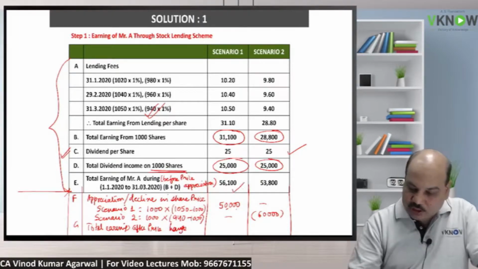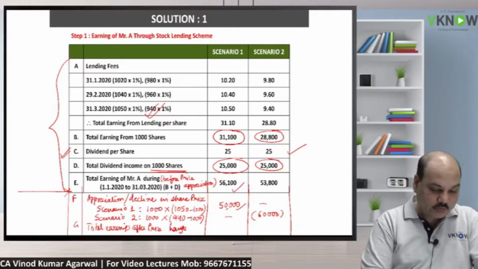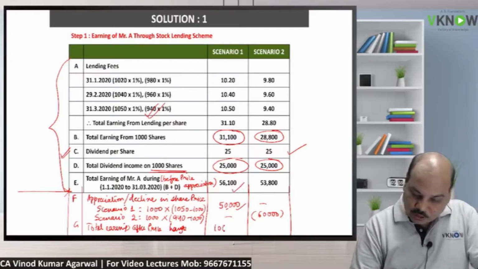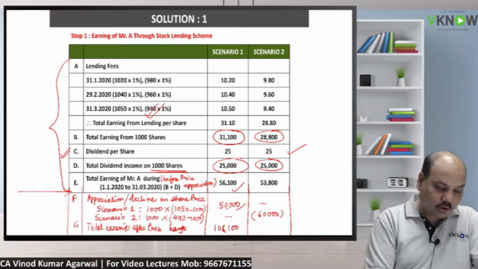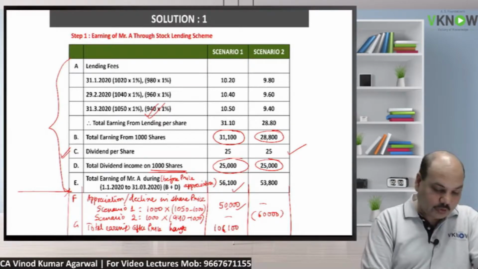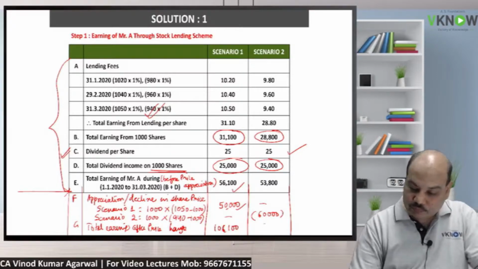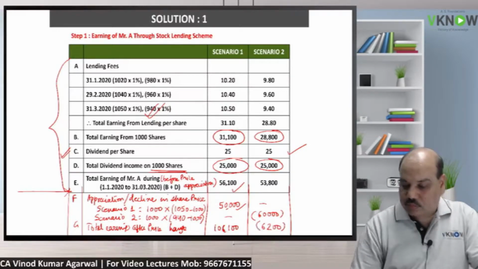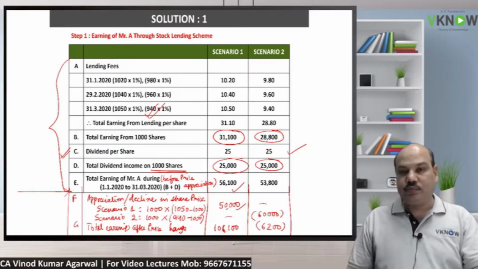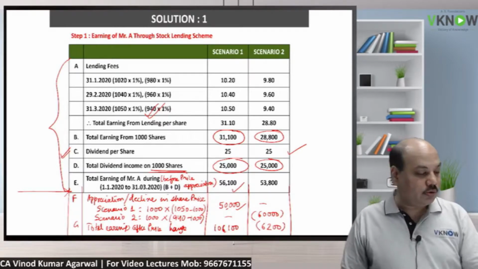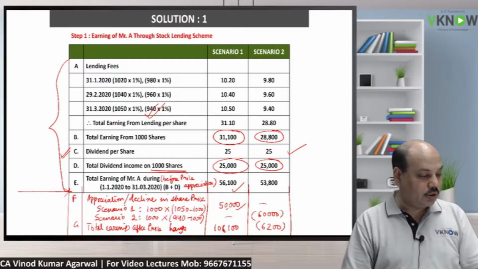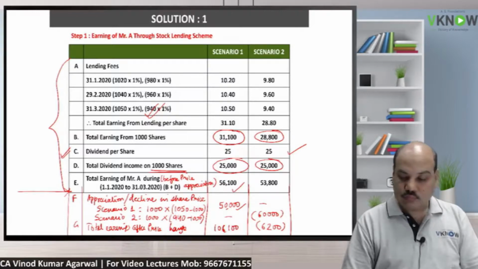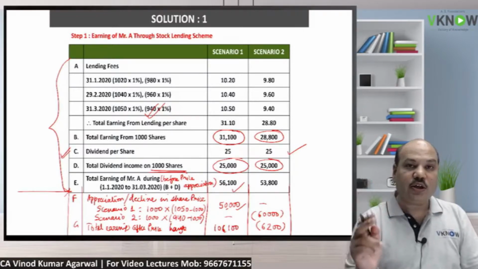So now you add these two also, 56,100 plus 50,000 is 1,06,100. But in the second case, you have a loss, 53,800 minus 60,000. There is a loss of 6,200. Okay. So this is my first and second answer.